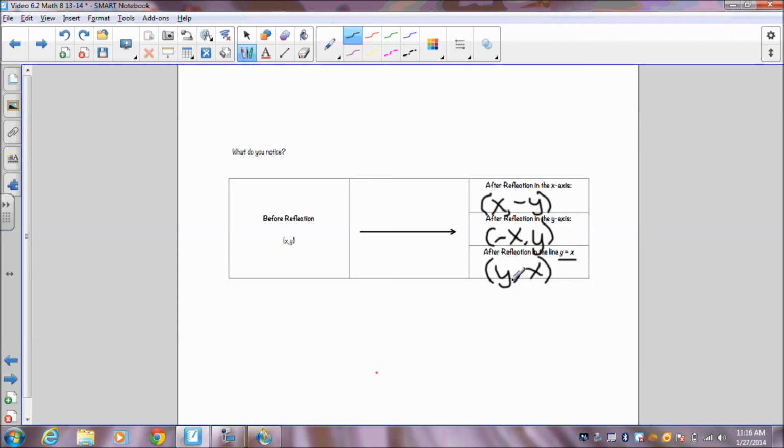The chart that's on the bottom of page 6, we are going to fill out together in class next time.